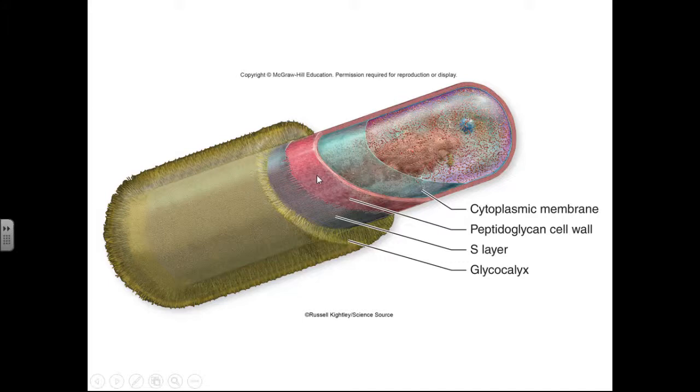So, here's a summary of the outside of the bacterium. We have the cell membrane. Outside of the cell membrane, we have that cell wall made of peptidoglycan. If the bacterium is in a hostile environment, it'll coat itself with the S layer of protection. And then there's that poorly defined glycocalyx that has the slime coating and the capsule.